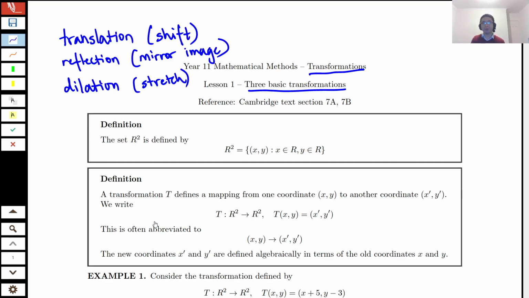Now, these words, shift, mirror image, and stretch, that's everyday language. And when I've taught transformations to a Year 7 class who's not doing methods, just understanding what these things do, the language of shifting without changing the orientation, which would be a rotation, mirror image and stretch, they understand that.